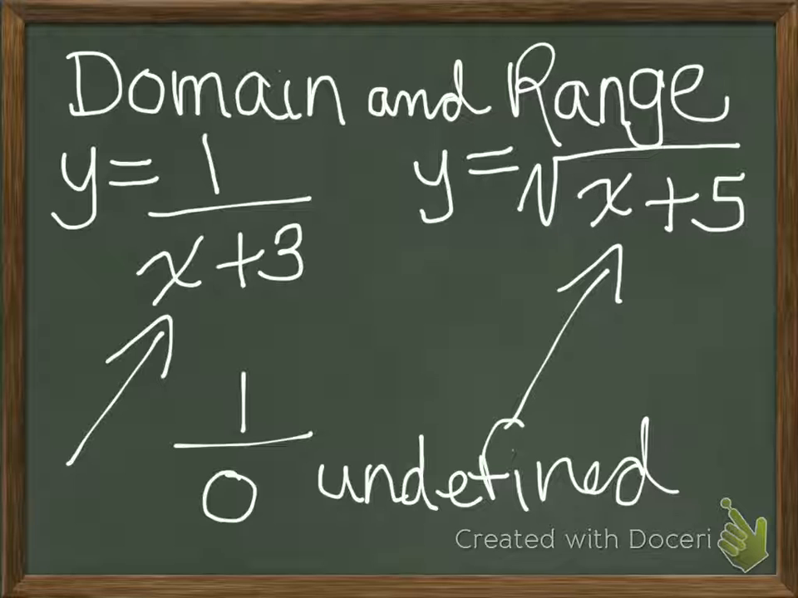Also, with square roots, you can't have a negative inside the square root. So when you're thinking about what is in my domain, you have to avoid x values that are going to make whatever is in the square root negative. So with that, let's take a look.